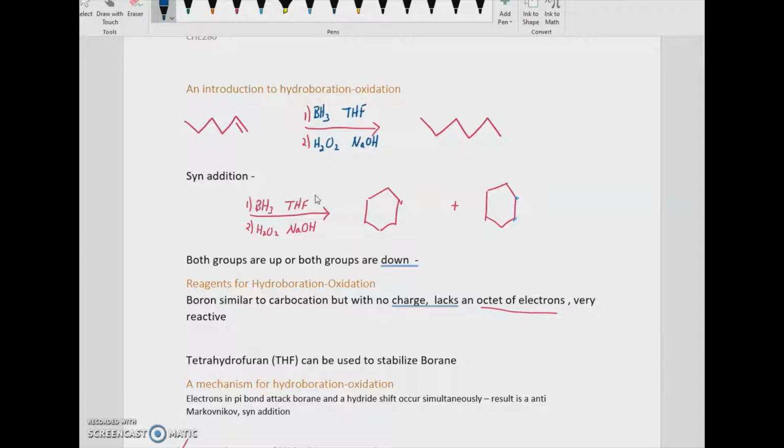So here's our pi bond. We have the less substituted position here. That's where we're going to add the hydroxy. So this will be our result.